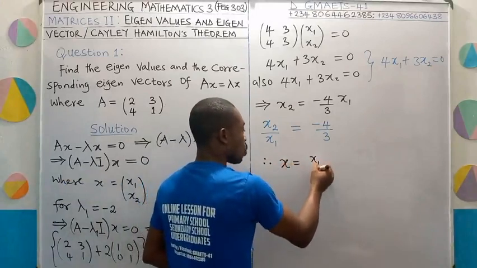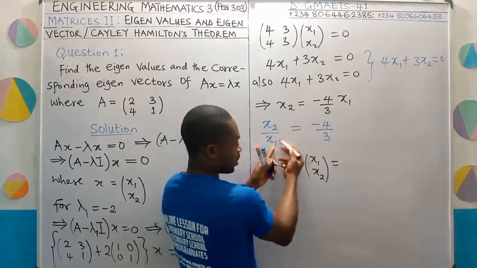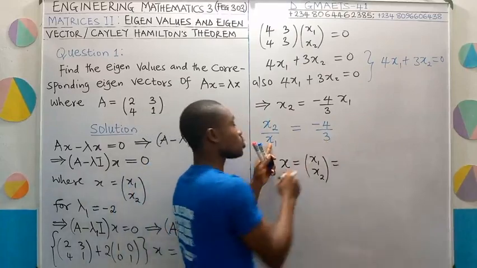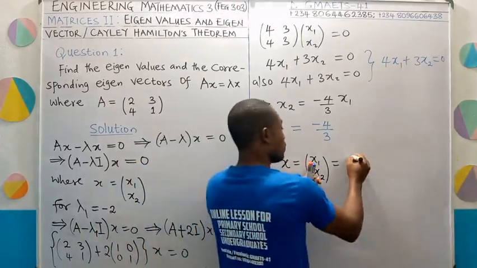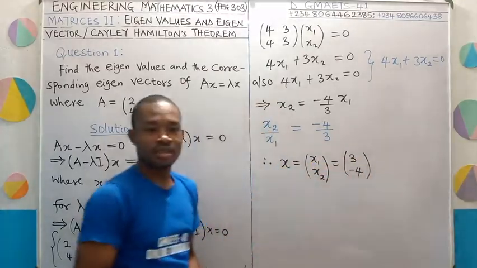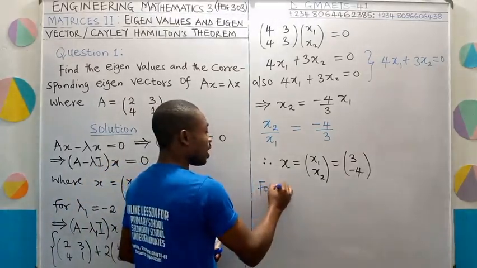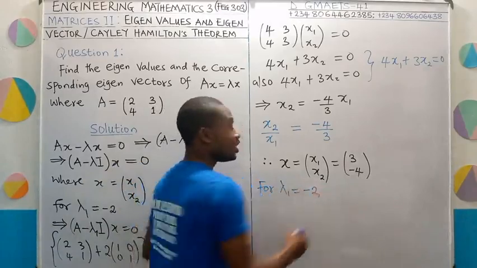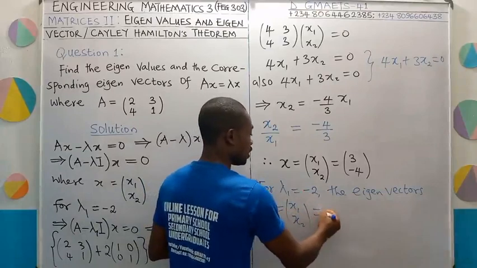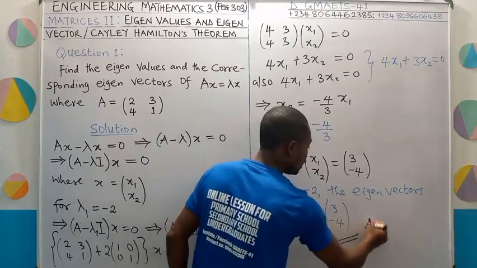We can now conclude, therefore, x, which is equal to the column vector x1, x2, is equal to x1, I said is 3. You can say that this is numerator, so x2 is equal to minus 4. This is denominator, so x1 is equal to 3. Fixing that up here, we have 3, and then x2 is minus 4. This is our first eigenvector. I'm going to indicate, therefore, for lambda 1 equal to minus 2, the eigenvectors are x1, x2, which gives us 3, and then minus 4. Good. We have successfully obtained the first eigenvector.